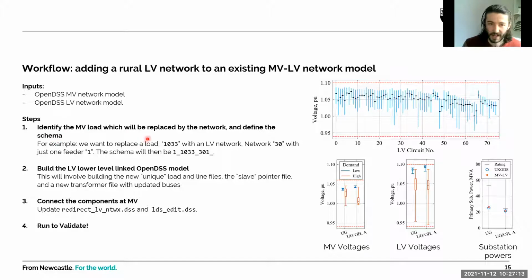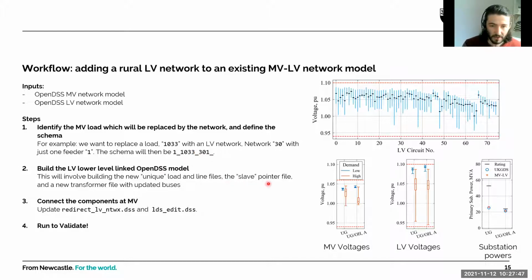So if we pick out, say, we want to move a load called 1033 with an LV network 30, and there's just one feeder, then this is the schema. You would then take your low voltage network and write a script to convert the loads, lines, and if there are generators or anything like that, to have this form prepended onto the name and the bus names and so on and so forth.